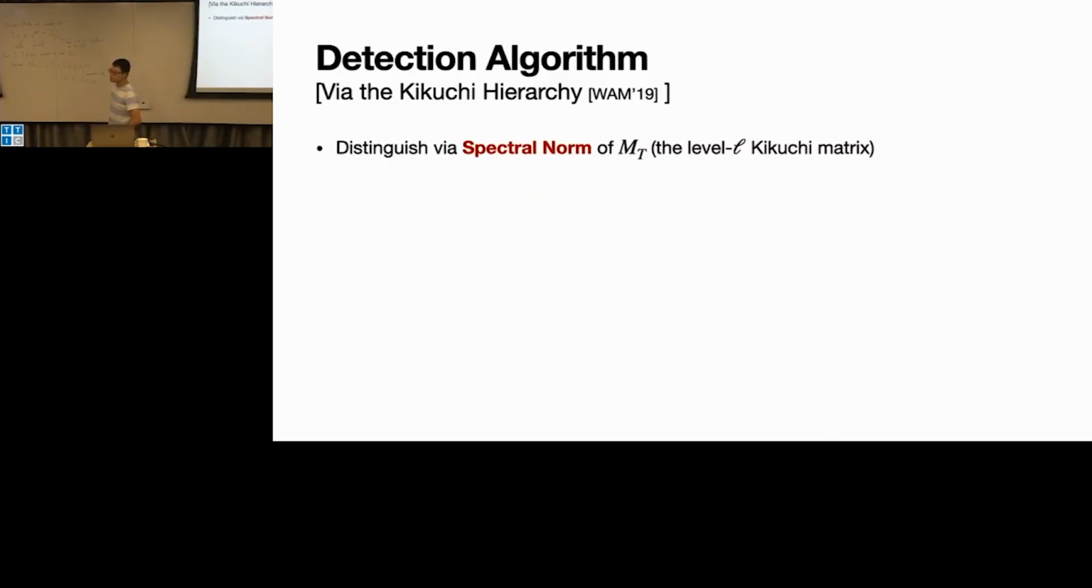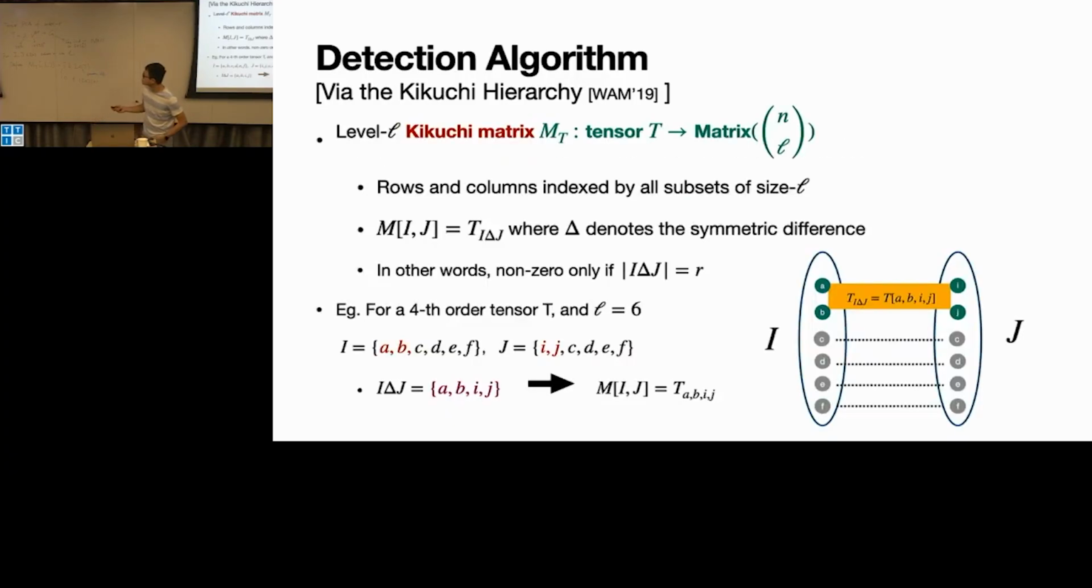Because it's by definition. If the size of I delta J is not R exactly, I'm just going to put 0, because there's no corresponding entry I can find in the tensor. Okay. Right. There's a type mismatch.